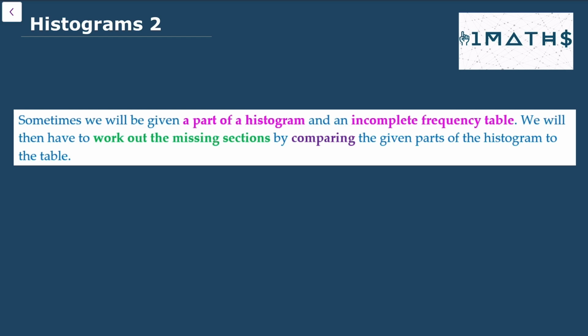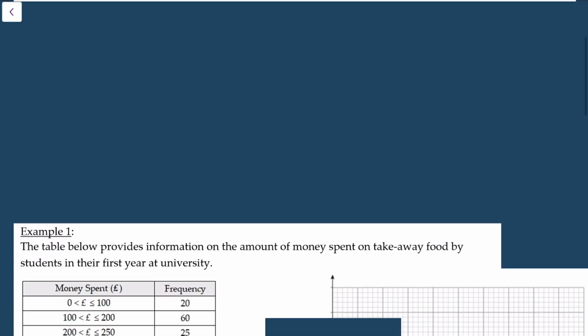Hello everyone, and welcome to the second video on histograms. In this video, we look at what a typical exam question normally looks like. I've written here, sometimes we will be given a part of a histogram and an incomplete frequency table. We will then have to work out the missing sections by comparing the given parts of the histogram to the table. And it's actually really quite simple, which you will see when we work through these two examples.